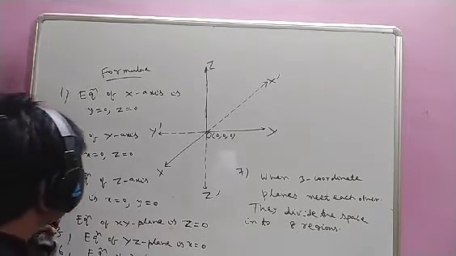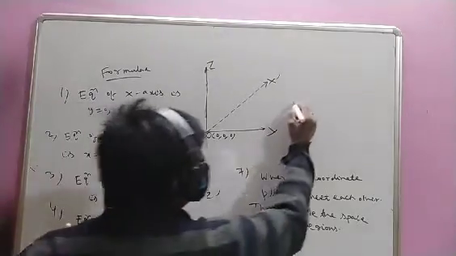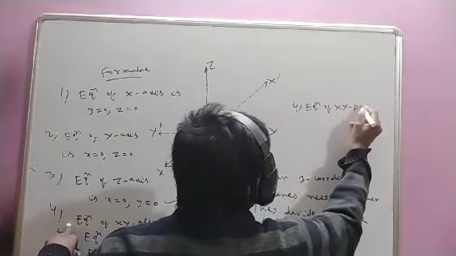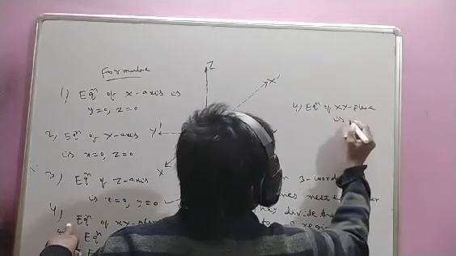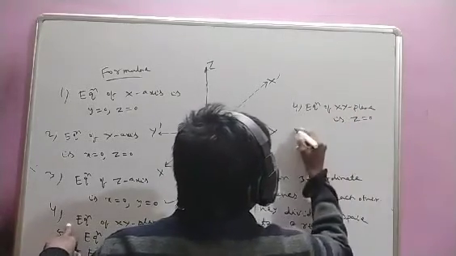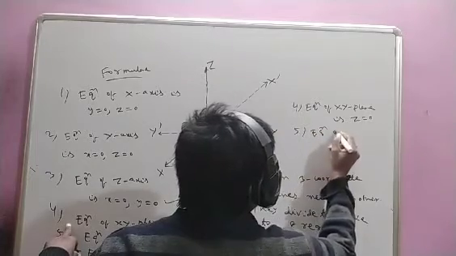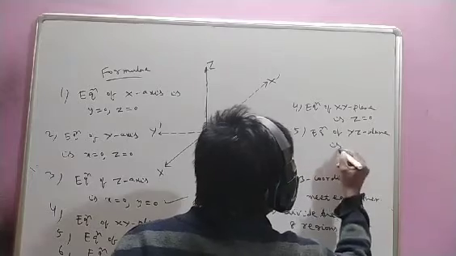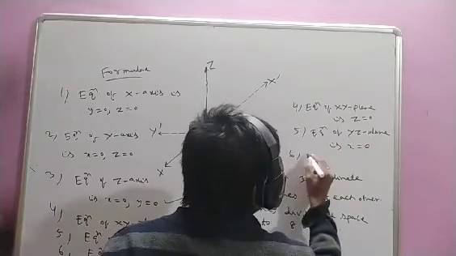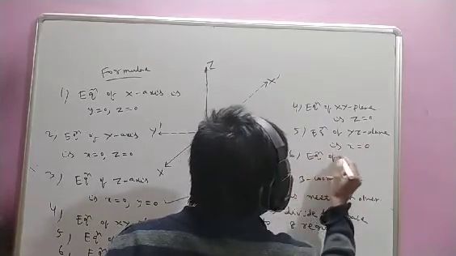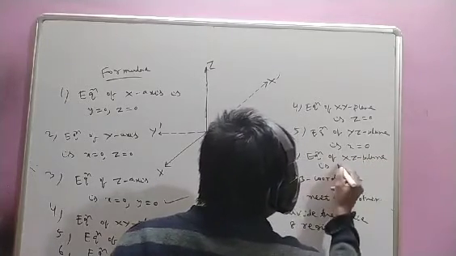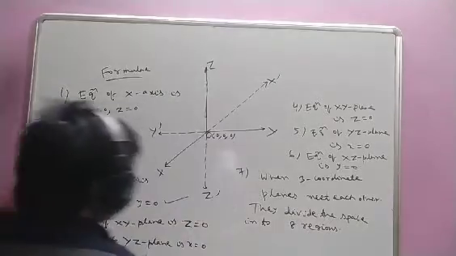Number 3, equation of z-axis is this one. Number 4, equation of xy plane is this, you have written. The xy plane is what? z is equal to 0. And number 5, equation of yz plane is x is equal to 0. And number 6, equation of xz plane is y is equal to 0. This is number 7. Okay.